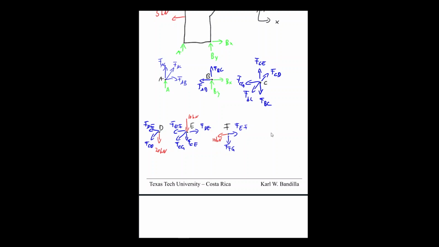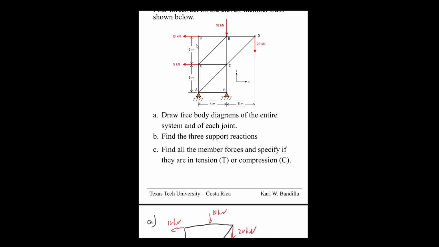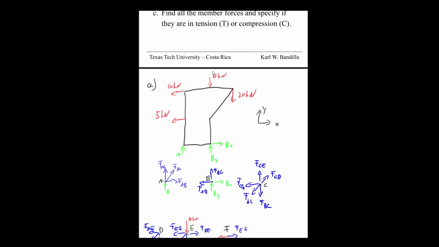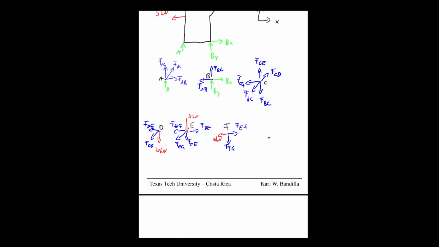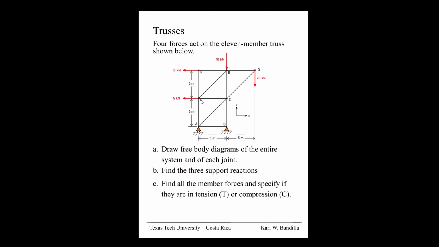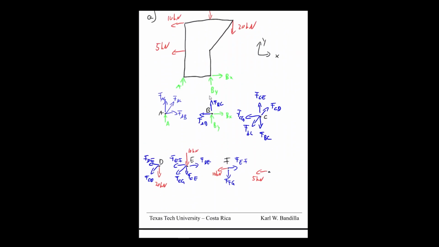And then the last one is G, and then we're all the way around. G has a load, and then a whole bunch of other stuff. So we have the load of 5 kilonewtons, and then we have FG and EG.